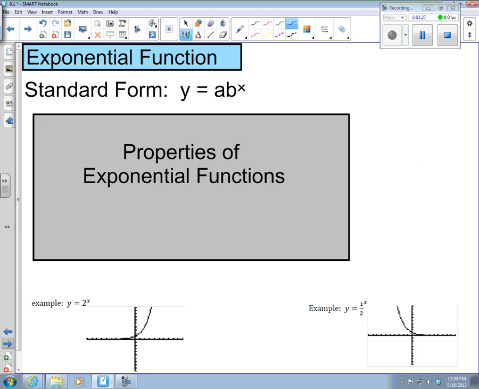A and B right here are just numbers, they're constants, and your actual variable is your exponent, hence that's exponential functions. And I showed you how we used that in the last problem. But anyway, some properties of exponential functions.